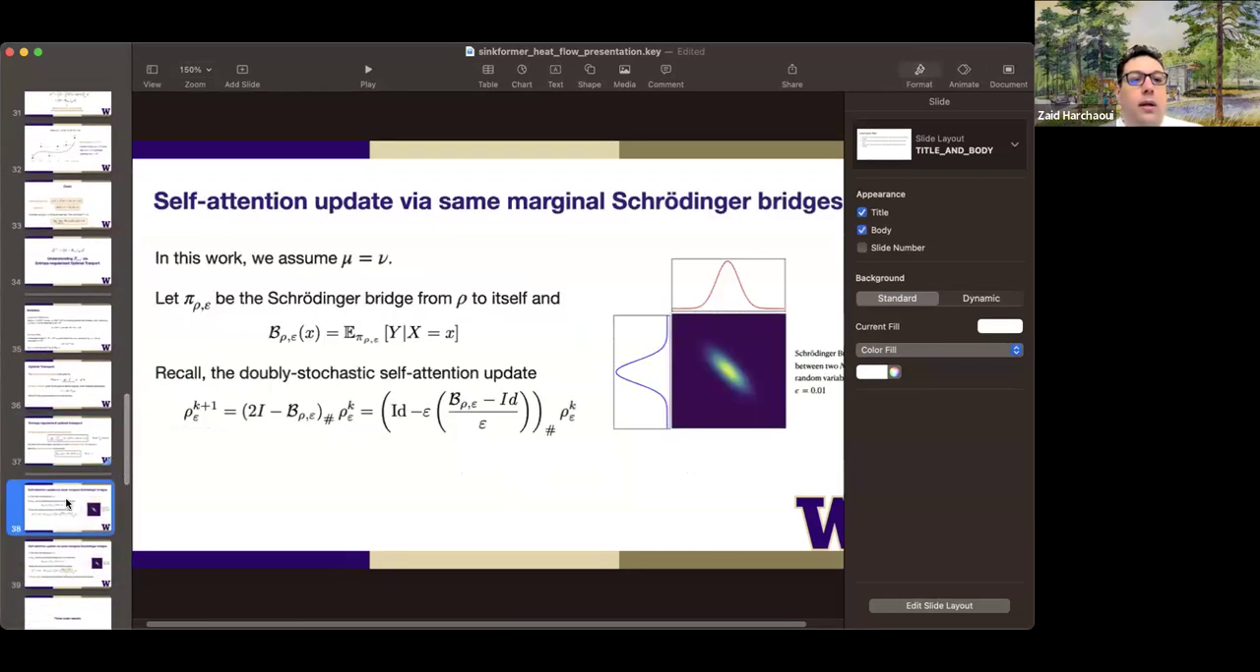Okay, so now that we have this construct, which is the barycentric projection, we can write the map as we pass through the layer, and it reads like this. It's going to be two identity minus the barycentric projection, which is this map. And notice here that it's the Schrödinger bridge that we are using here. And it takes us from rho at the kth step or layer, if you wish, to rho k plus 1 at the k plus 1 layer or step.